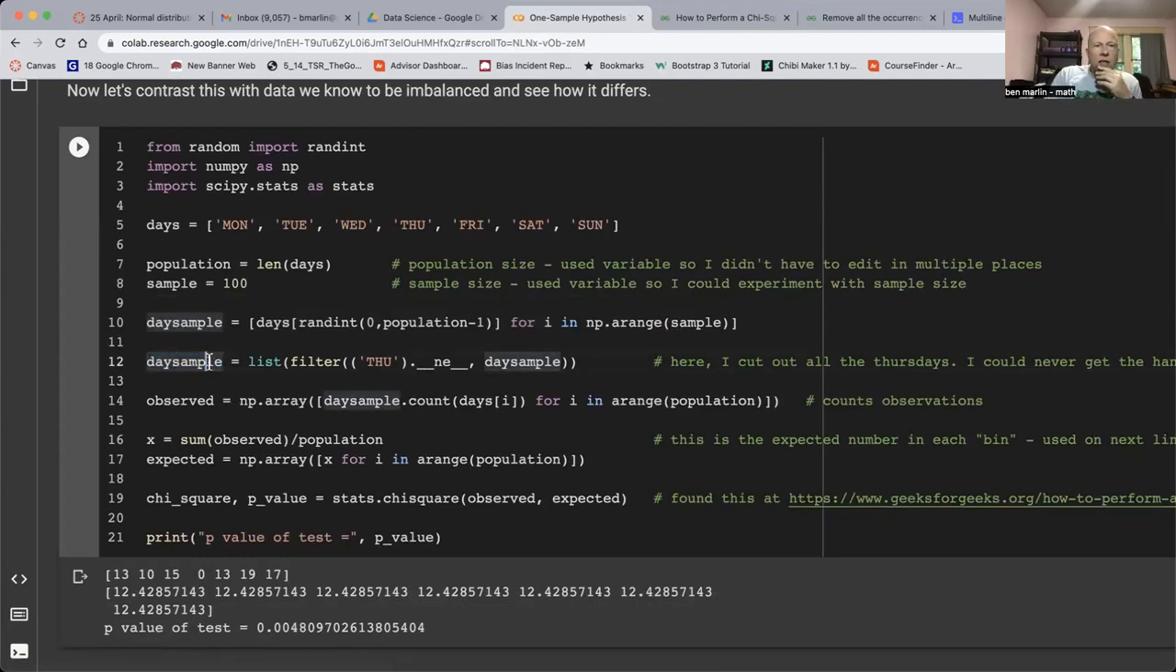So anyway, I came down here with the days of the week example still. I made my sample pretty large, 100 of them. And I went ahead and did that same thing as before of generating the random sample. But then I went in here and I pulled out the Thursdays.